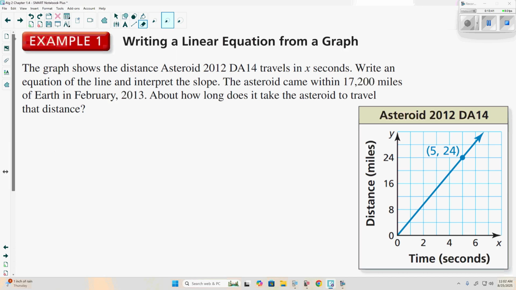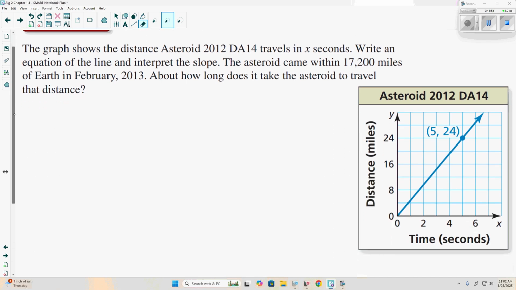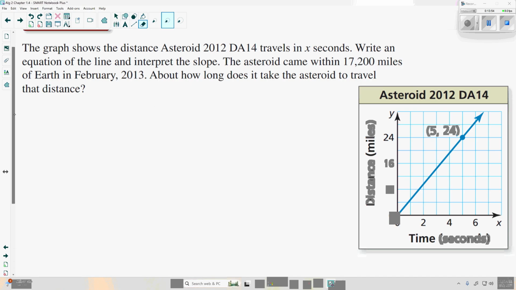We're finding equations of lines that match the data given. Now, if we look at this first one, writing the equation of this line, the graph shows the distance asteroid 2012 DA14 travels in x seconds. Write an equation of the line and interpret the slope. So we want to write an equation of a line. That's one thing we're doing. And two, we're going to interpret the slope.